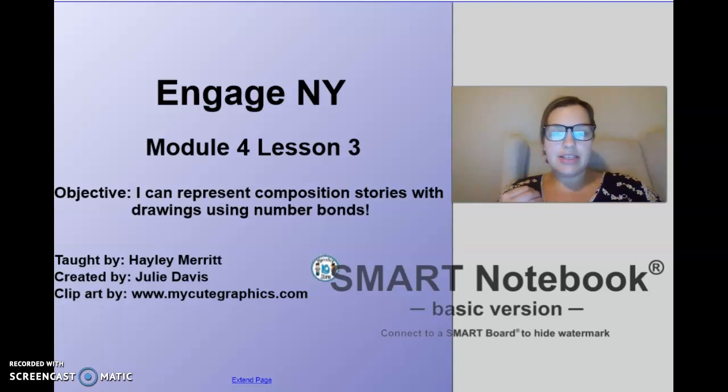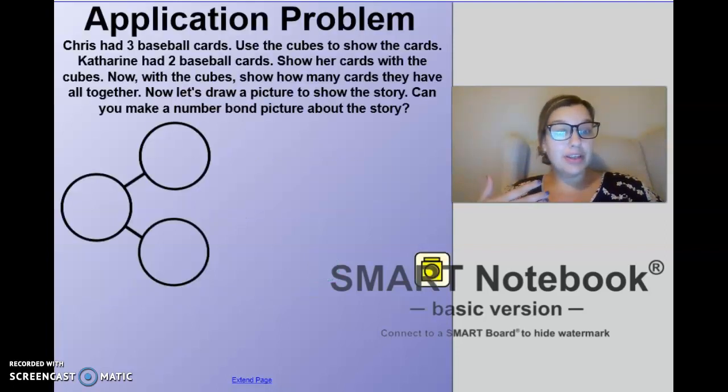Our objective is I can represent composition stories with drawings using number bonds. So today we're going to listen to some stories and be able to draw a picture and a number bond to represent our story. So we're going to do this lesson in 3 parts.